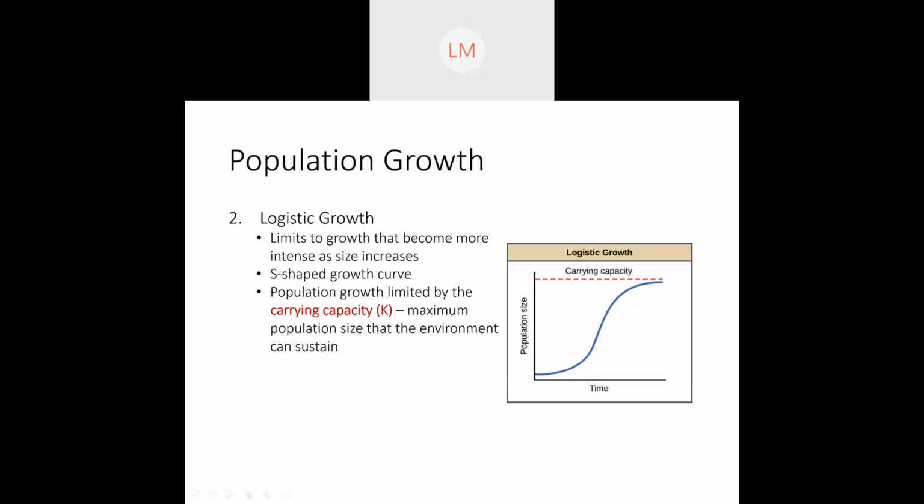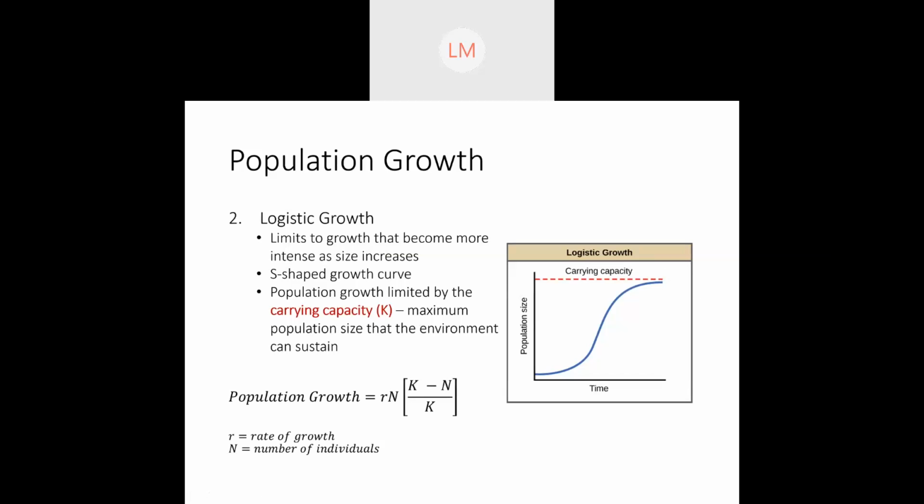So as we increase towards this maximum population size, this carrying capacity, our population growth is going to slow down, and then we're eventually going to reach our carrying capacity. And we're eventually going to hit that maximum value of organisms that an environment can hold.